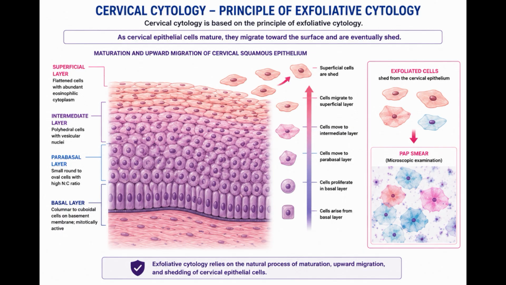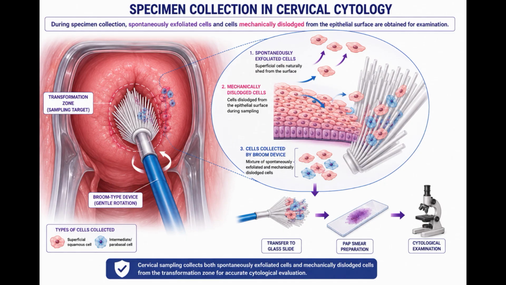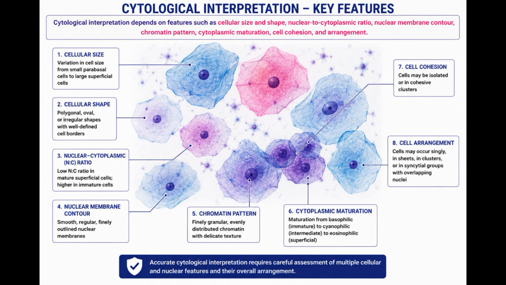As cervical epithelial cells mature, they migrate toward the surface and are eventually shed. During specimen collection, spontaneously exfoliated cells and cells mechanically dislodged from the epithelial surface are obtained for examination. Cytological interpretation depends on features such as cellular size and shape, nuclear to cytoplasmic ratio, nuclear membrane contour, chromatin pattern, cytoplasmic maturation, cell cohesion, and arrangement.